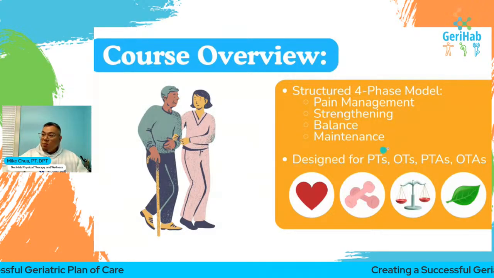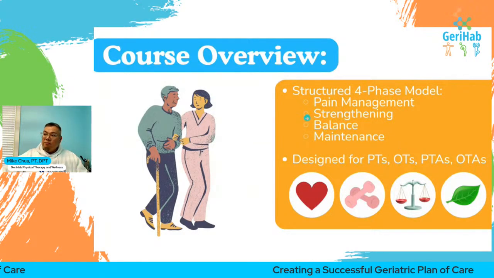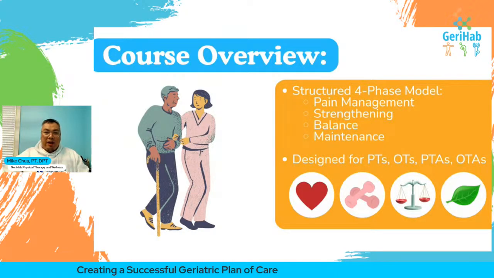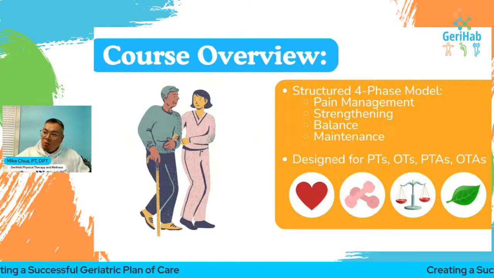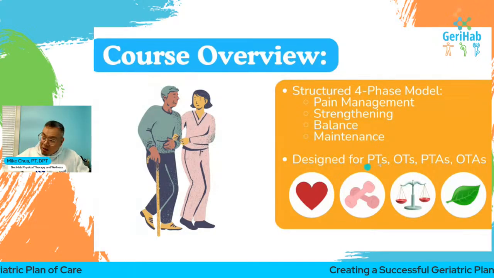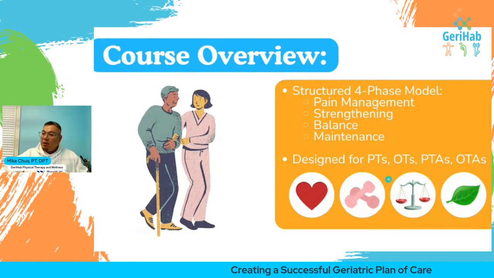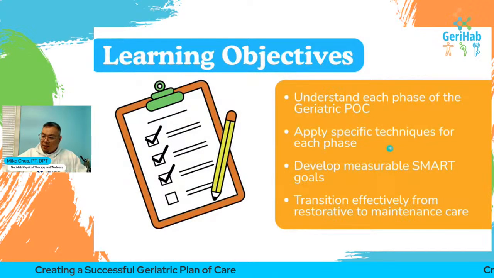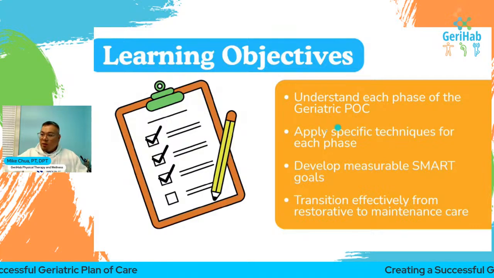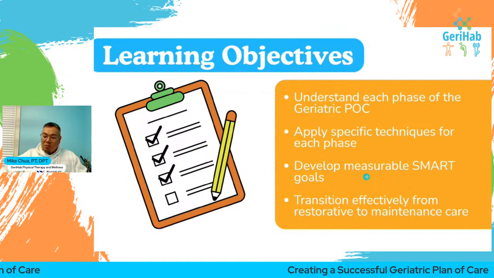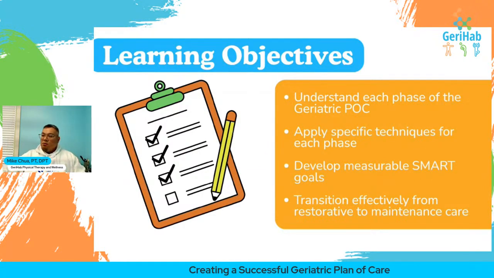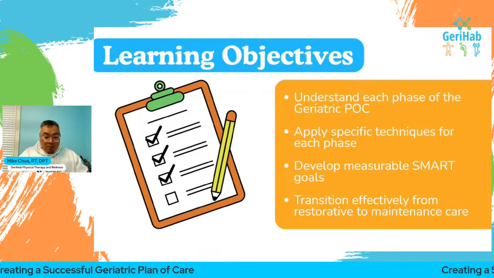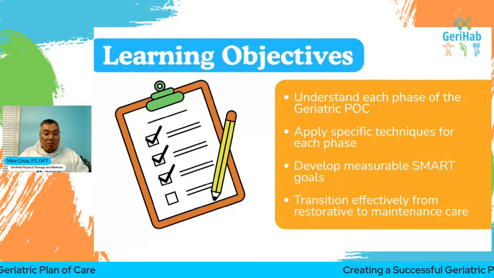And of course, how can we maintain them if we didn't address the pain management, the strengthening and balance, and if they haven't reached their full functional potential? Once they reach their full functional potential, then we can keep them under the maintenance program. Hope that makes sense. So we will have to learn how to apply those specific techniques on each phase. Of course, we have to make sure we develop measurable SMART goals. What are SMART goals? Specific, measurable, attainable, realistic, and time-bound goals.